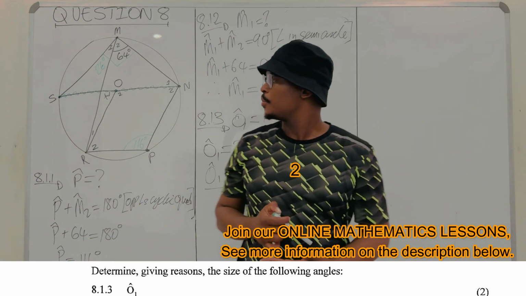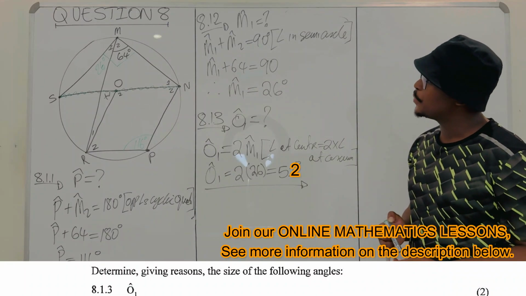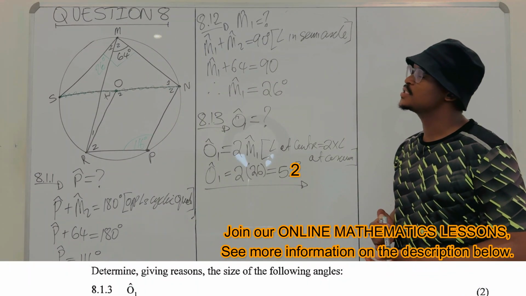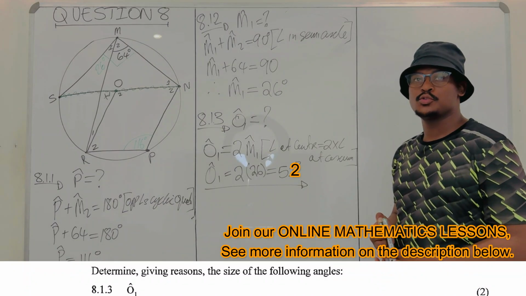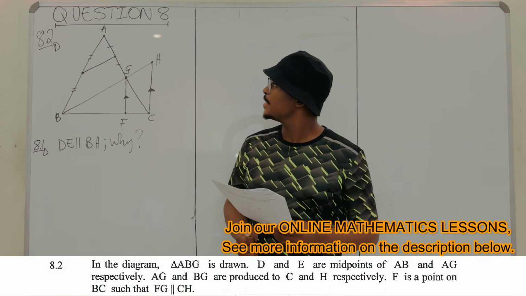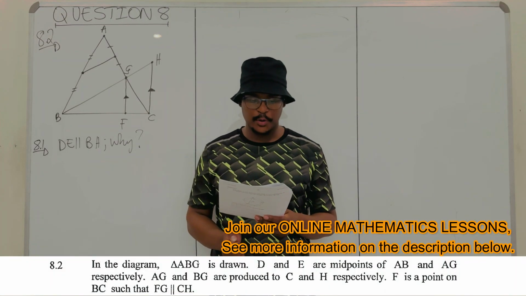So what I'm going to do here, I'm going to clean the board and draw the 8.2 diagrams, and then you answer 8.2. So let's go. Okay, so now we're done clearing the board, and now we're going to do 8.2.